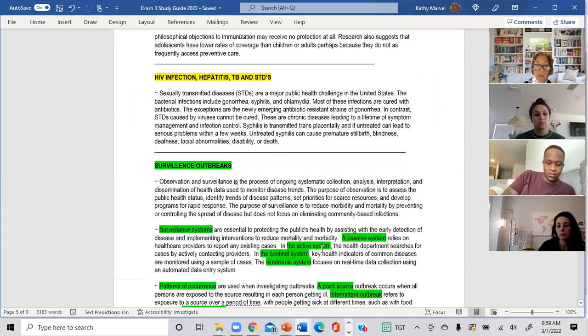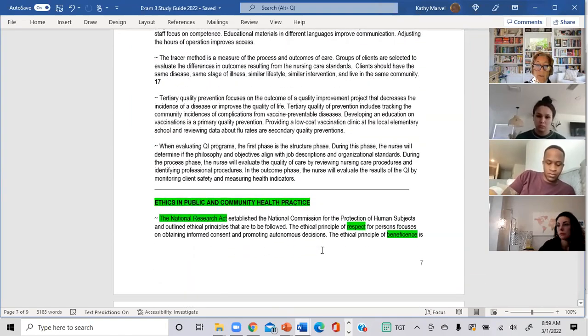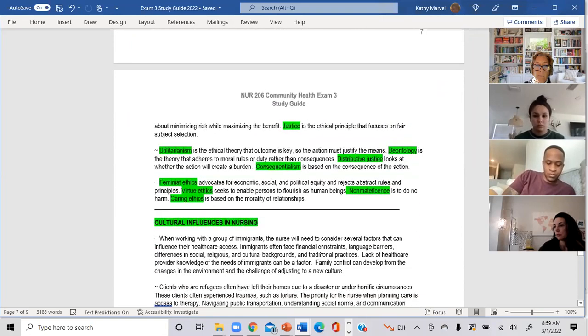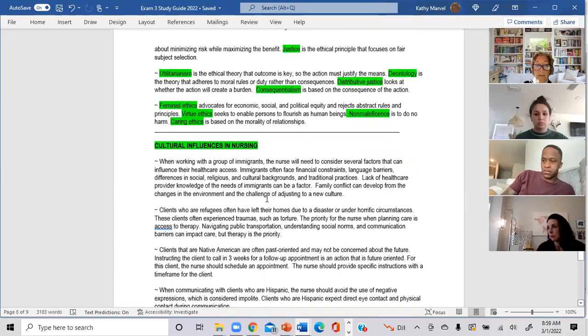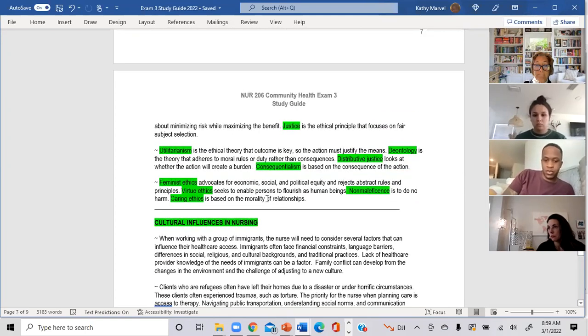Second question is ethical principles. Just go into the study guide here. Okay, what are your ethical principles? What are they? Autonomy, malfeasance. Yep. Remember, justice. You have ethical theories and you have ethical principles.